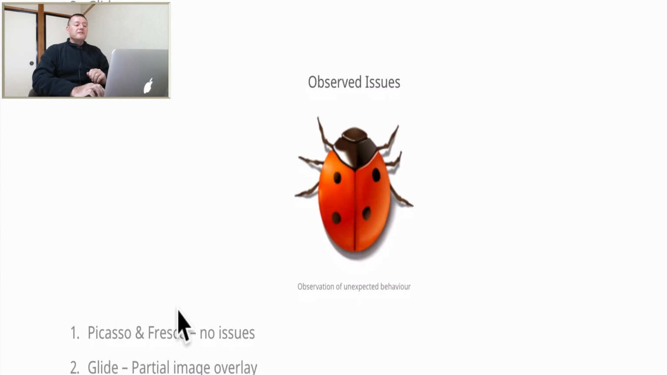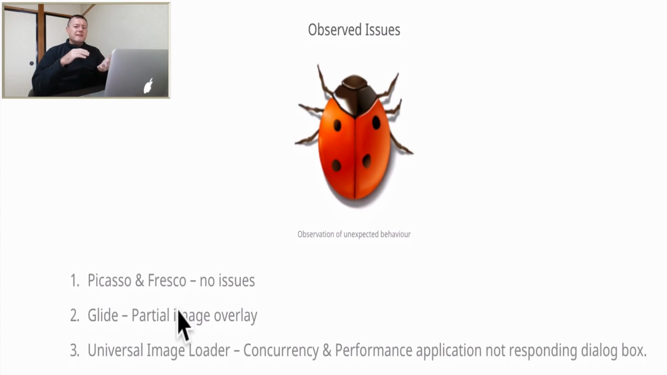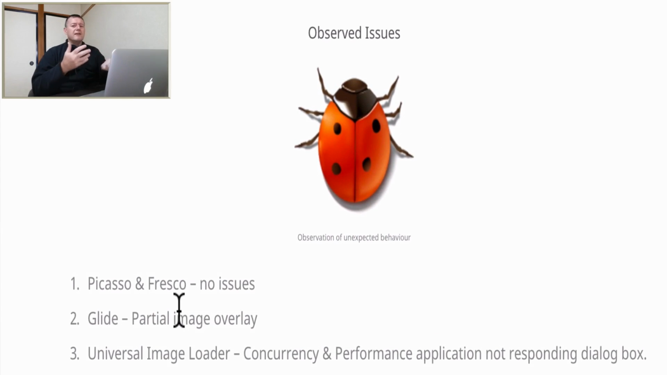Okay, now to observed issues. By observed issues, I mean unexpected behavior, things that I saw there. So both Picasso and Fresco, I didn't actually see any issues itself. Both ran fine. With Glide, for the first time, I did see a little bit of partial overlapping where one image would show on top of another image in the image view. So that was quite strange.